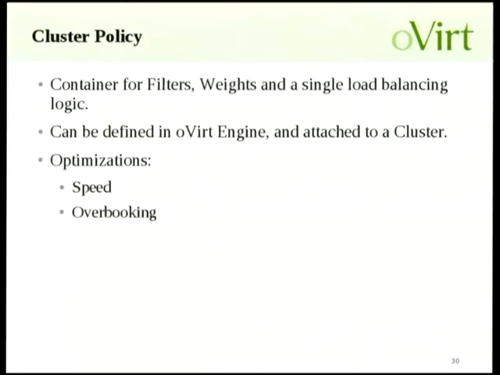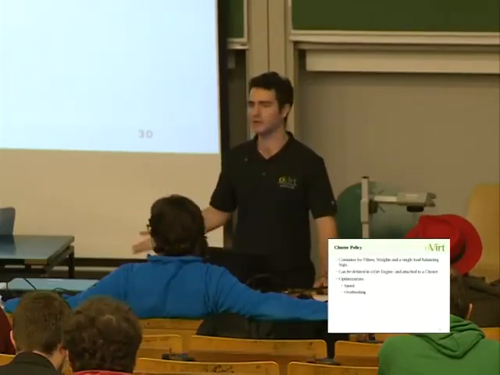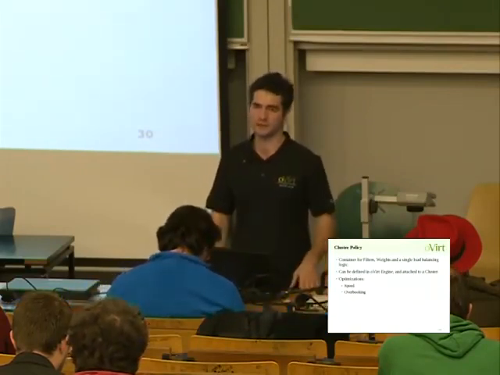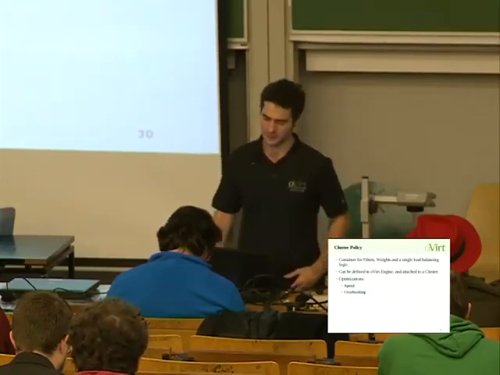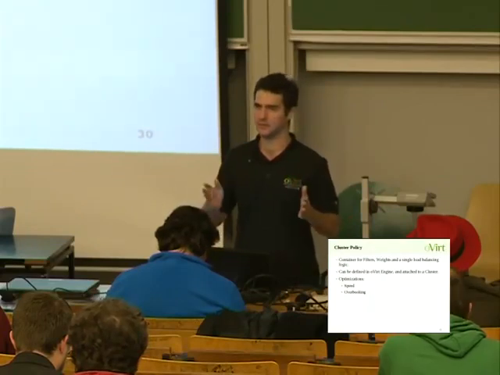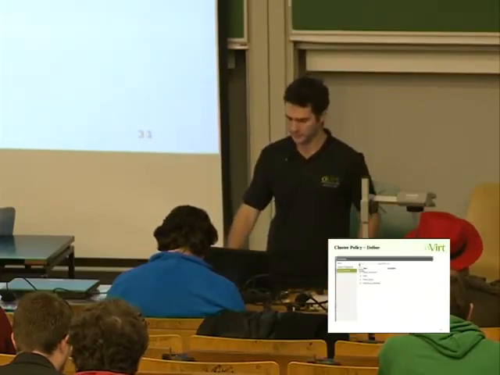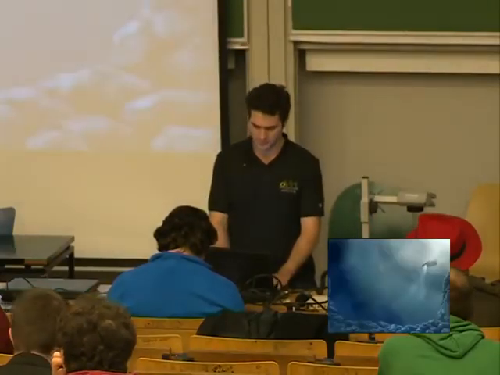So basically, the speed optimization is to exclude the weighing of the hosts. So later on, the load balancing will do the weighing for us and balance out the cluster for us. And the overbooking is to be able to parallelize the scheduling process. Let's see if we can show those pictures within oVirt.